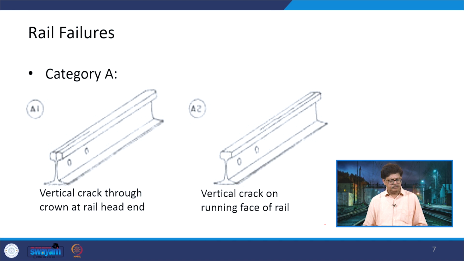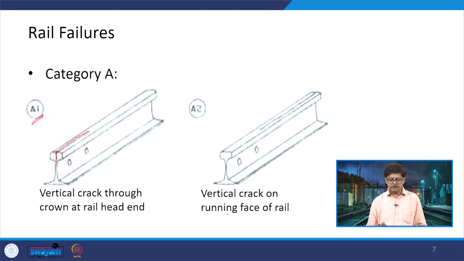Now, here we are going to look at these cracks which are also being defined in terms of different categories. Say here in the category A, we are talking about the vertical cracks. So, you can see that there is a vertical crack which has occurred in the rail head in this form, and then it is going here along the surface in the head of the rail. So, this is a vertical crack through the crown at the rail head. This can be one such category and is being coded as A1.